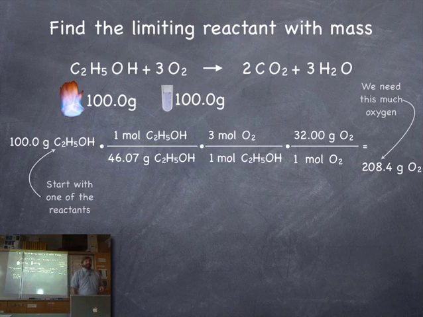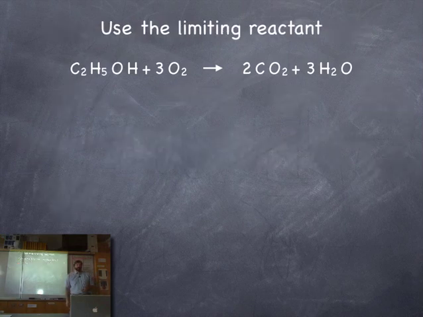Do I have enough oxygen? Nope, I only have 100 grams. So which of these two reactants will I run out of first? Yep, I have not enough oxygen. That means I'm going to run out of the oxygen first. That means oxygen is my limiting reactant. So if I want to calculate how much water can be produced, I need to start with the limiting reactant. You use the limiting reactant as the starting point in stoichiometry calculations.